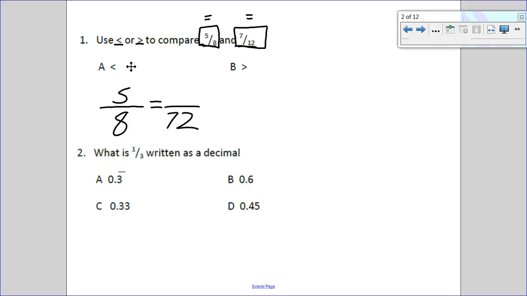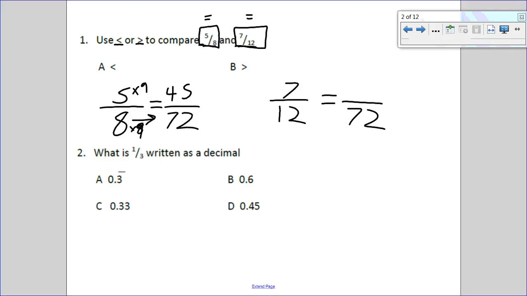So, I've decided, because I can tell by looking, that both 8 and 12 will go evenly into 72. It's a skill that you need to develop, but I know that 72 is a multiple of both 8 and 12. Okay? So 8 will go into 72 9 times. 8 times 9 is 72. And the way you change a fraction is you multiply the top and the bottom by the same number. So 5 times 9 is 45. 5/8 is the same thing as 45 over 72.